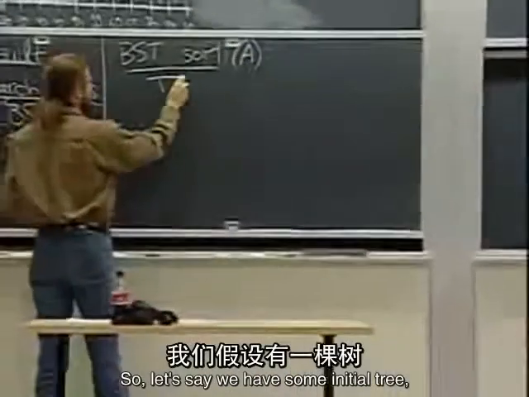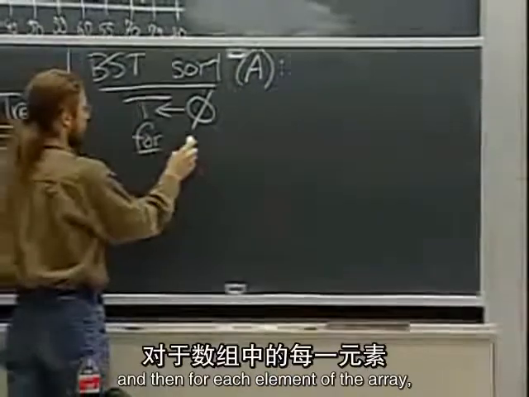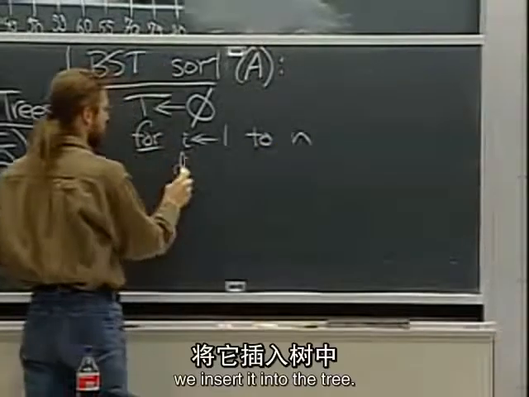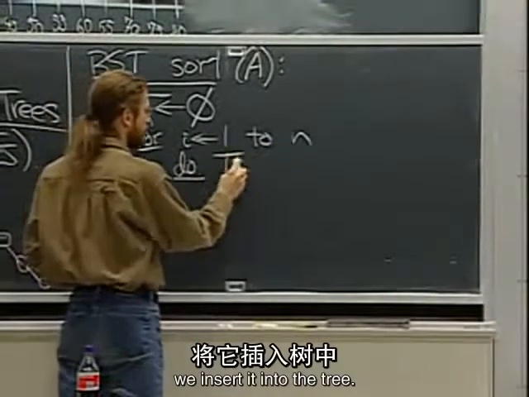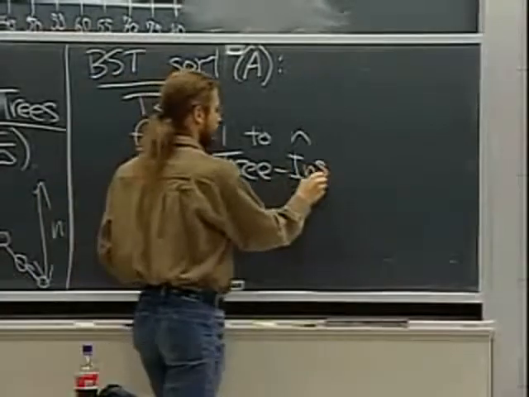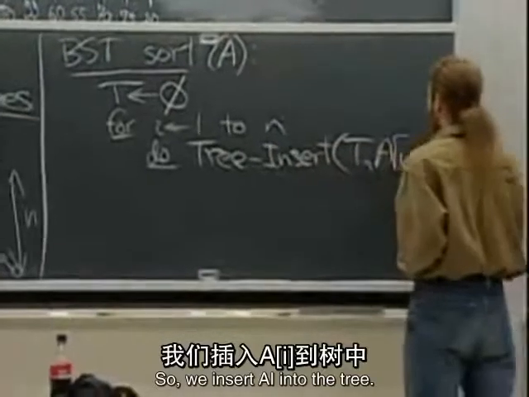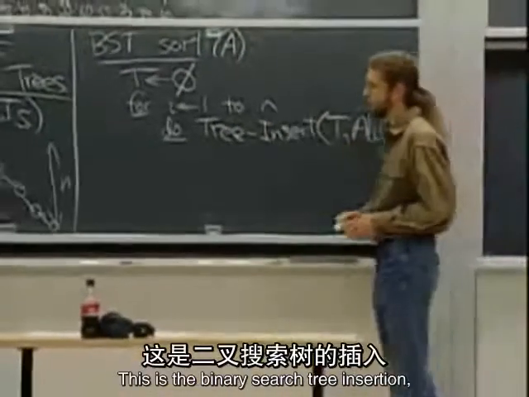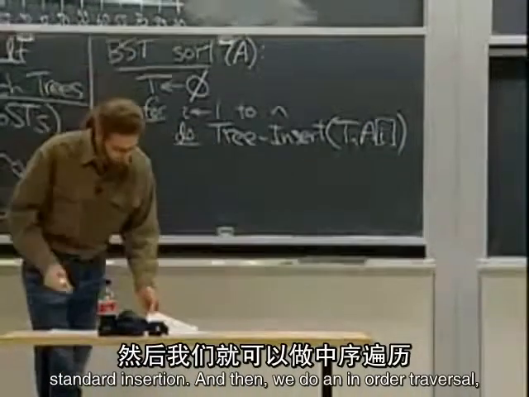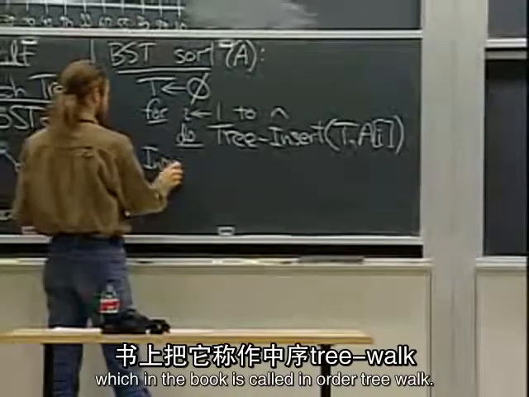So let's say we have some initial tree, which is empty, and then for each element of the array, we insert it into the tree. That's what you meant by building the search tree. So we insert A[i] into the tree. This is the standard binary search tree insertion. And then we do an in-order traversal, which in the book is called in-order tree walk.